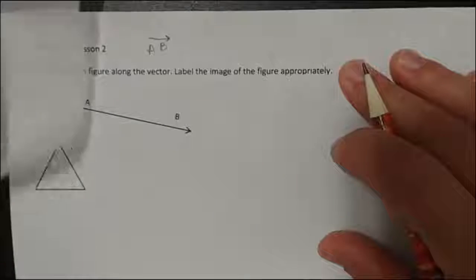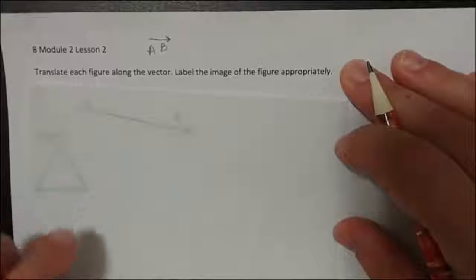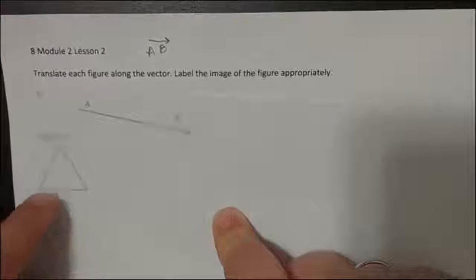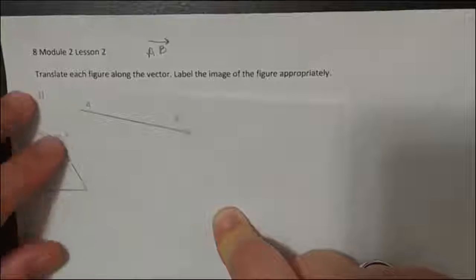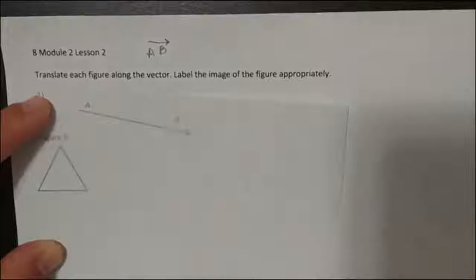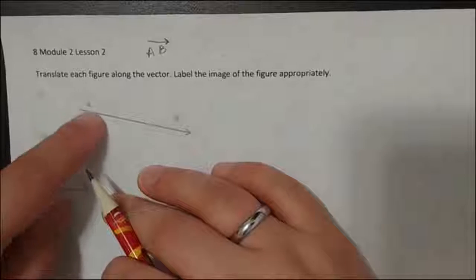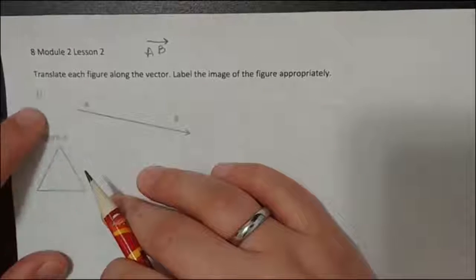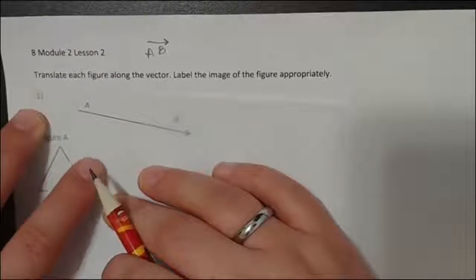So now we are going to translate figure A along vector AB, and we're going to do that by using patty paper. Here's how you do that. You take your patty paper, you place it over your figure and your vector. You want to make sure that both your figure and your vector are under the patty paper. Now you get your pencil and you try your best to trace both the figure and the vector, but you don't want to lift your patty paper until you're completely done tracing both.